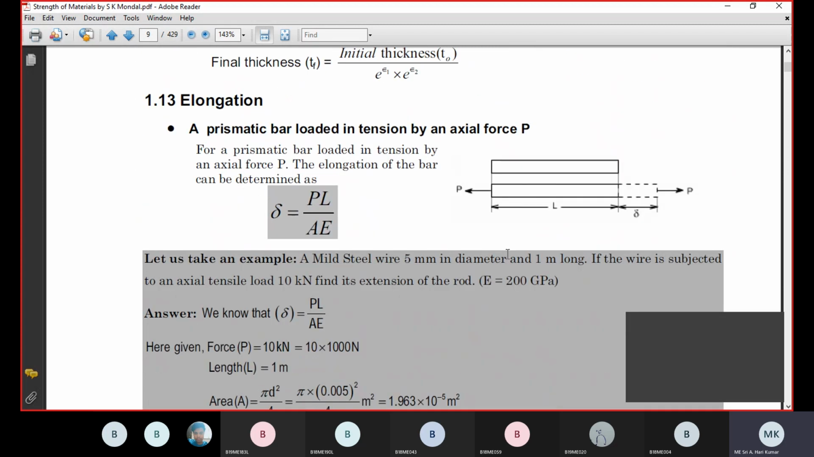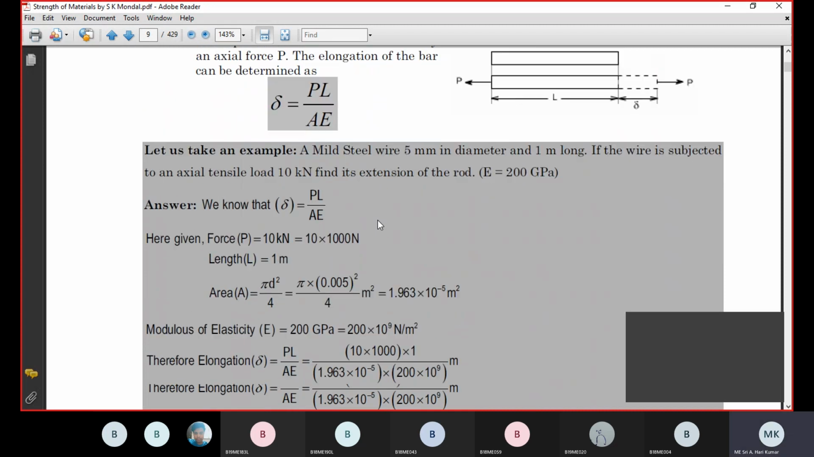Now coming to elongation, the prismatic bar loaded in tension by an axial force P. So P is given and the elongation can be determined. So these things you already know. Delta is equal to PL by AE. Simple. An example is taken for the explanation.